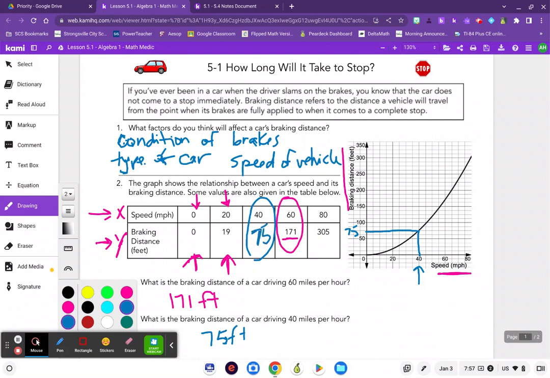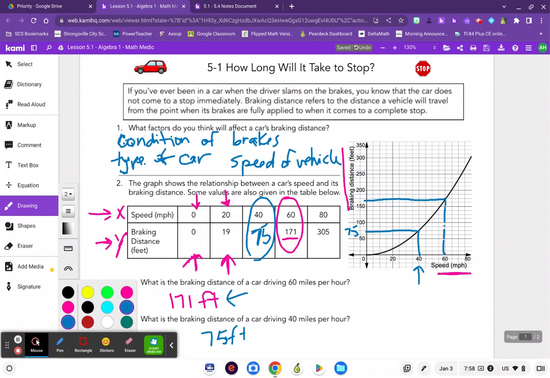We could use the table, or we could use the graph just to verify. If I look over at 60 miles per hour and travel up, it seems reasonable to be about 171 for this problem. But the table gives me the exact answer, which makes it a whole lot easier.